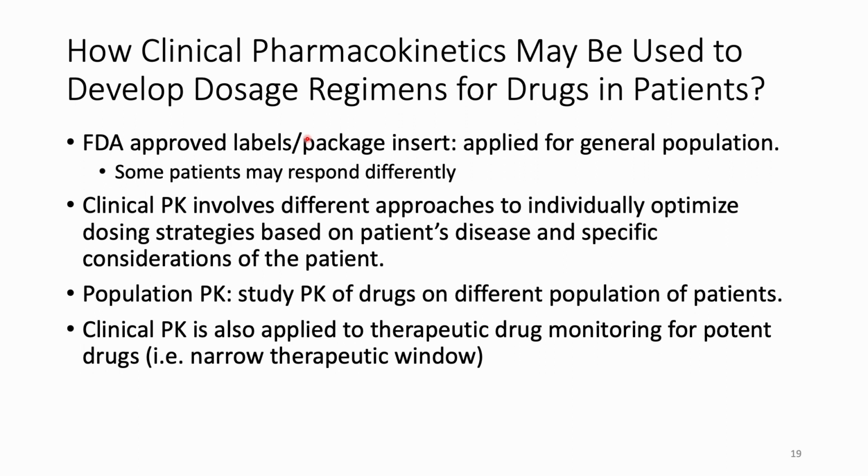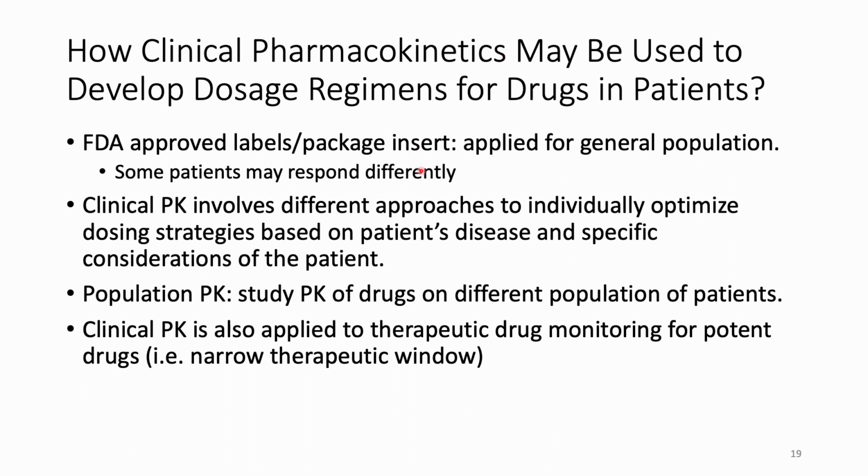How may clinical pharmacokinetics be used to develop dosage regimens for drugs in patients? When a new drug is approved by the FDA, we have all the information about drug safety, drug effects, and other information. Upon approval, the drug needs to be labeled based on FDA requirements. The label is inserted into the package delivered to the patient. The package insert is used by professionals, doctors, pharmacists, and other healthcare professionals, and is also provided to the patient.